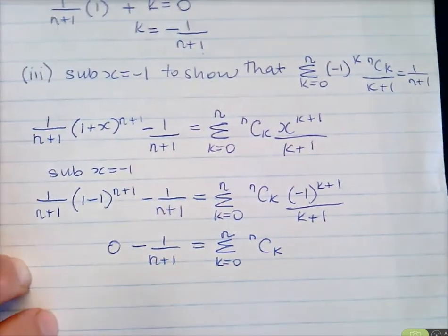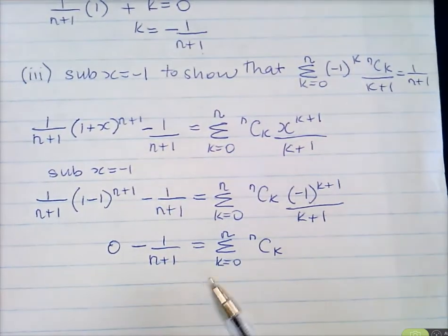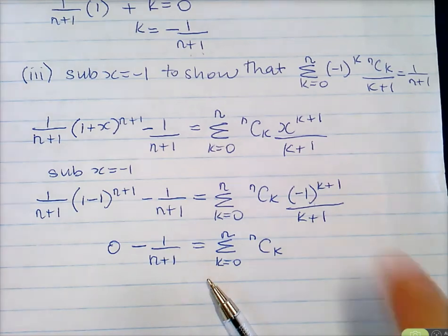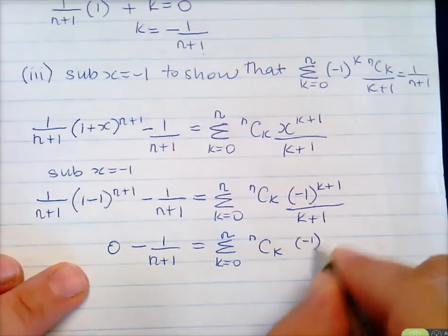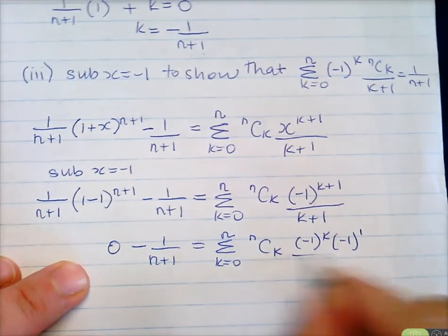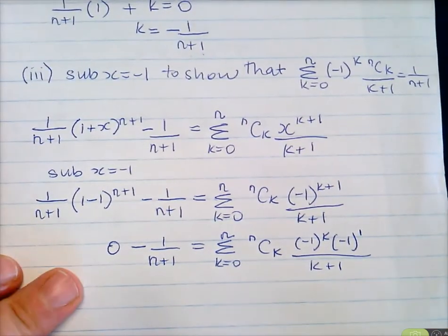Now guys, I don't want in my solution (-1) to the k plus 1. I want (-1) to the k. So what do I do with that (-1) to the k plus 1? I can write it as (-1) to the k times (-1) to the 1, haven't the indices been added? Then what will I put up here? 1 over k plus 1. We're nearly there, girls.